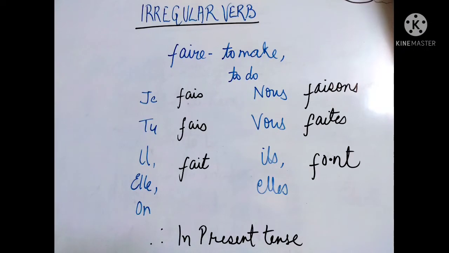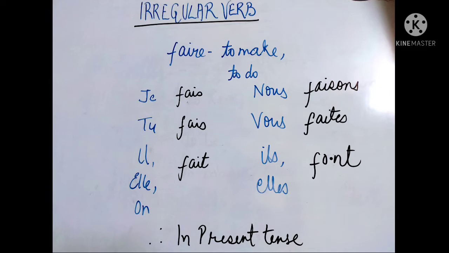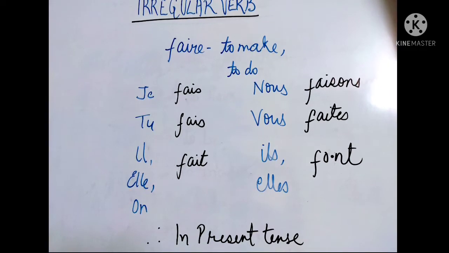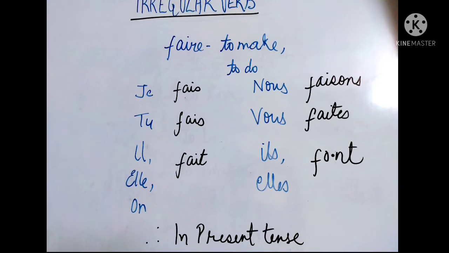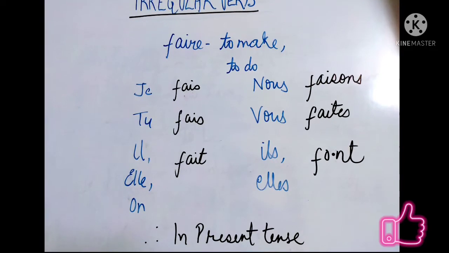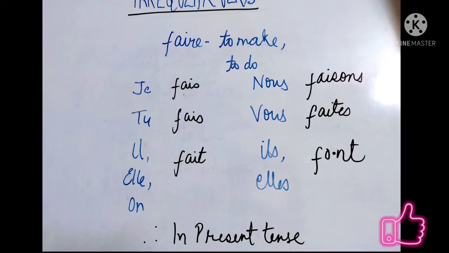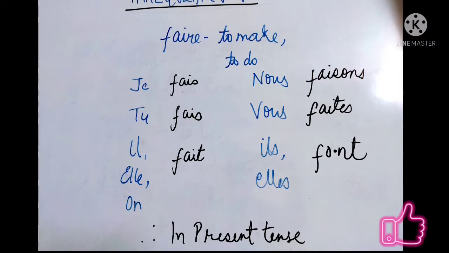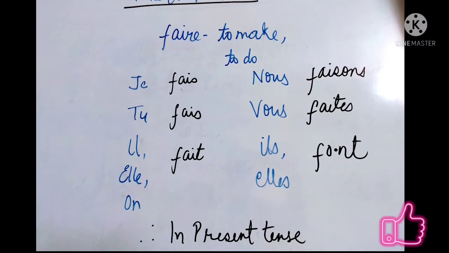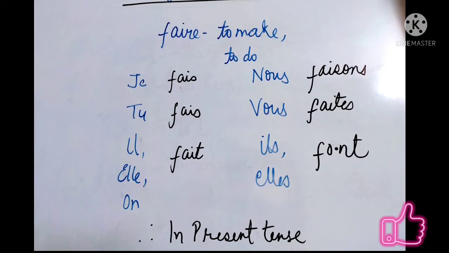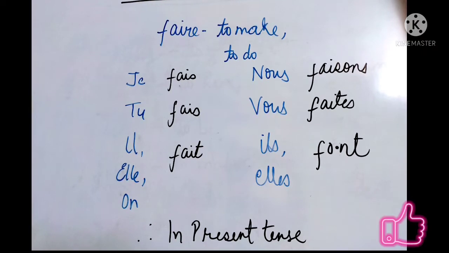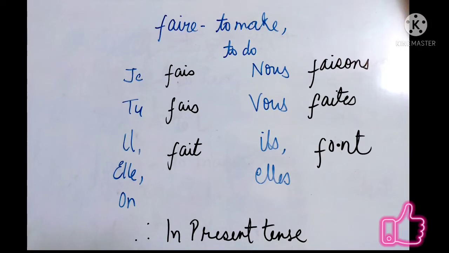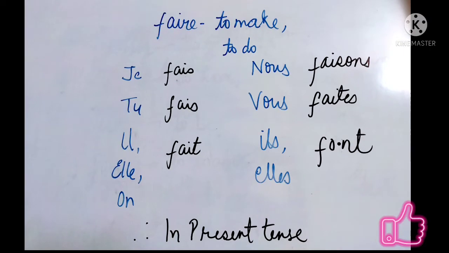Faire means to make or to do. Whatever conjugations we are going to learn today are all in present tense. Je fais, tu fais, il fait, elle fait, on fait, nous faisons, vous faites, ils font. So what's the combination for faire? Je fais, tu fais, il fait, nous faisons, vous faites, ils font.